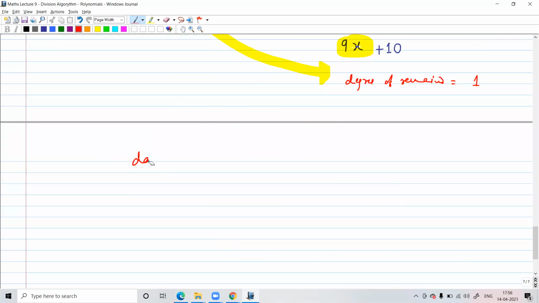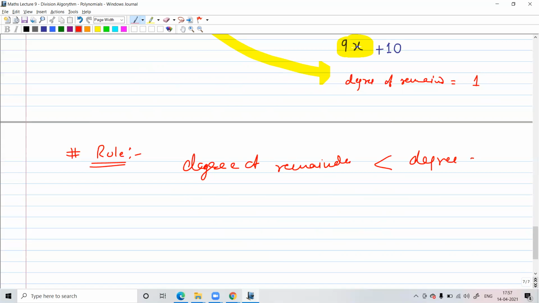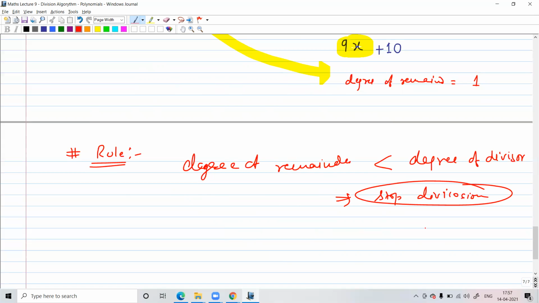So the rule, I mean, it's not like it's written in the book like that, but just think of this as a rule and try to remember it: whenever the degree of the remainder is less than the degree of the divisor, then stop the division. You cannot divide it any further.